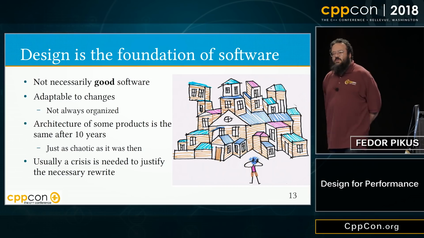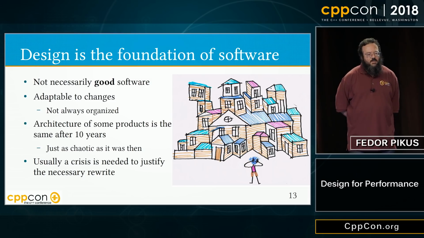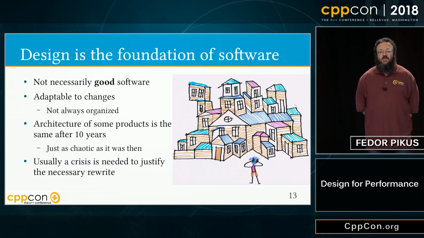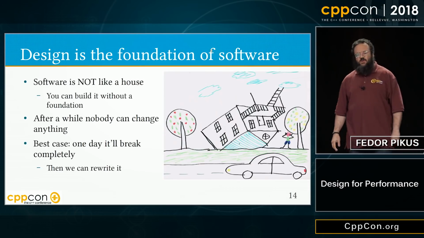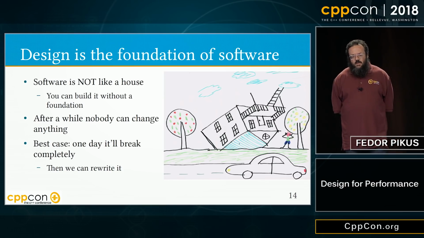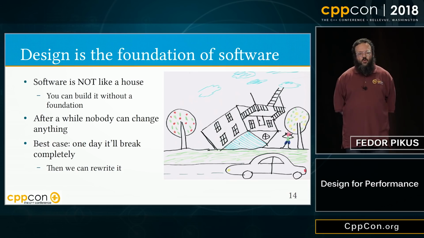Well, you all know the stories about what would happen if software was like cars or like planes or like houses. Software isn't like houses. And why isn't software like houses? In the context of what I just said, because unlike houses, you actually can build software without any foundation at all. And you get to a point where nobody can change anything, and your best hope is someday it'll just die.